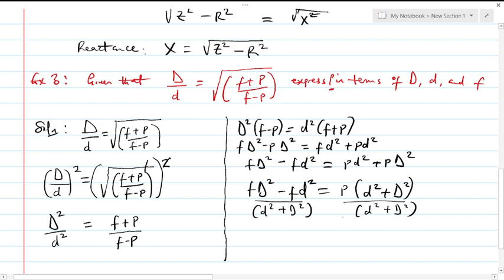So we find out that p is equal to, factorizing f outside, f into bracket D square minus d square, everything over d square plus D square. Wow, that's wonderful. So that is that.